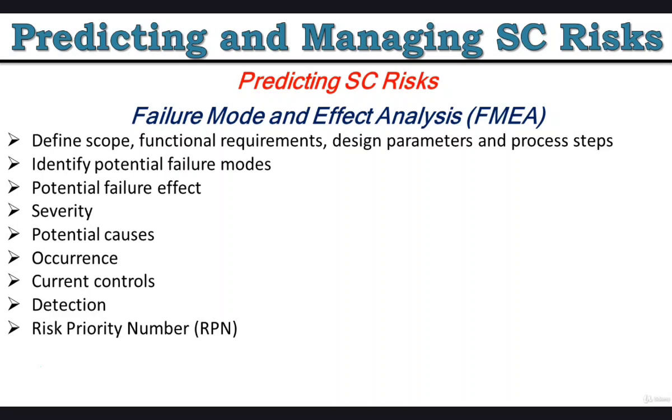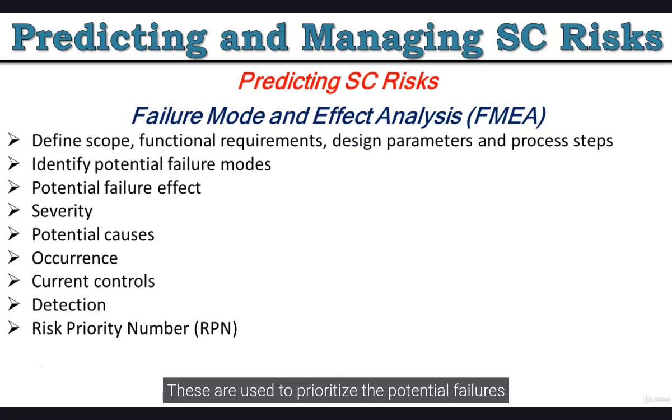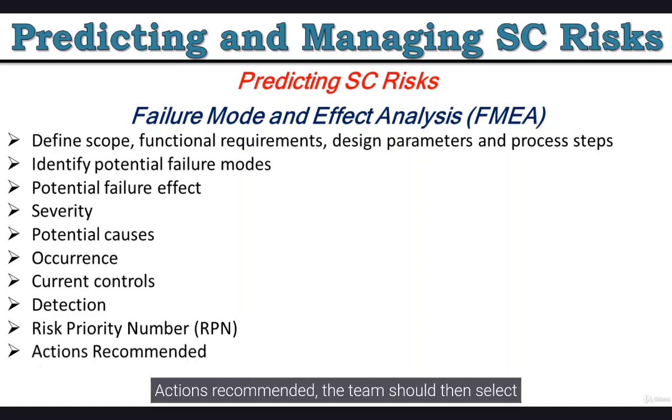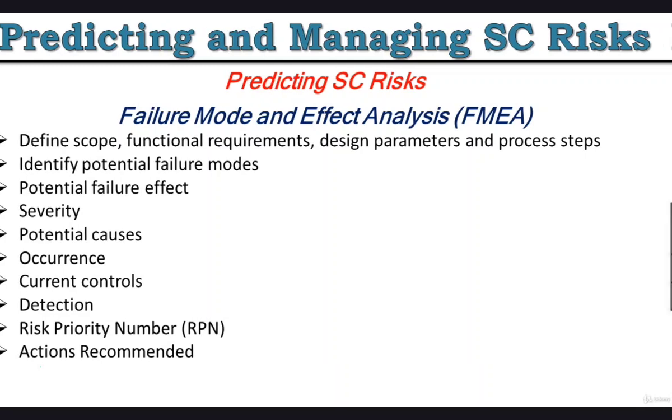Potential. Risk priority number, or RPN. These are used to prioritize the potential failures and are calculated as severity times occurrence times detection ranking. Actions recommended. The team should then select and manage subsequent actions needed to locate and control the situation.